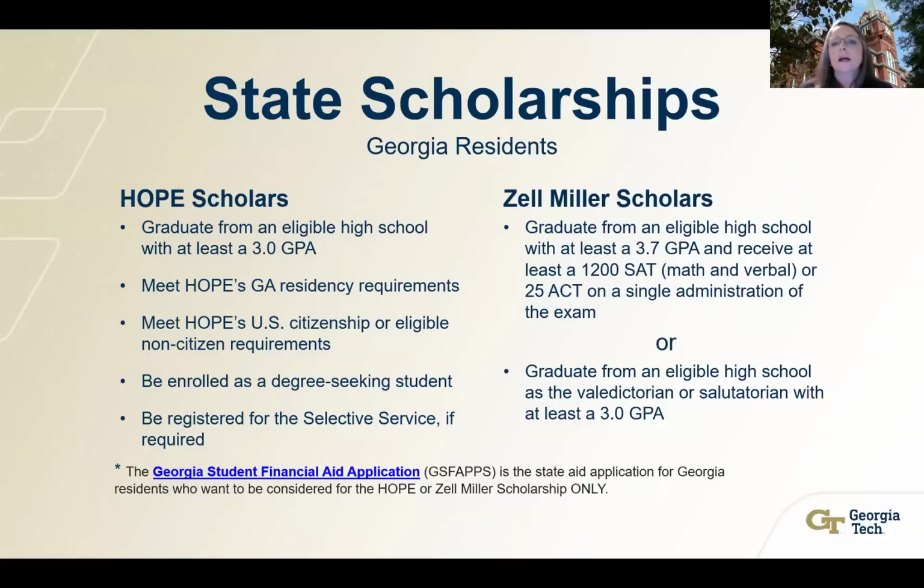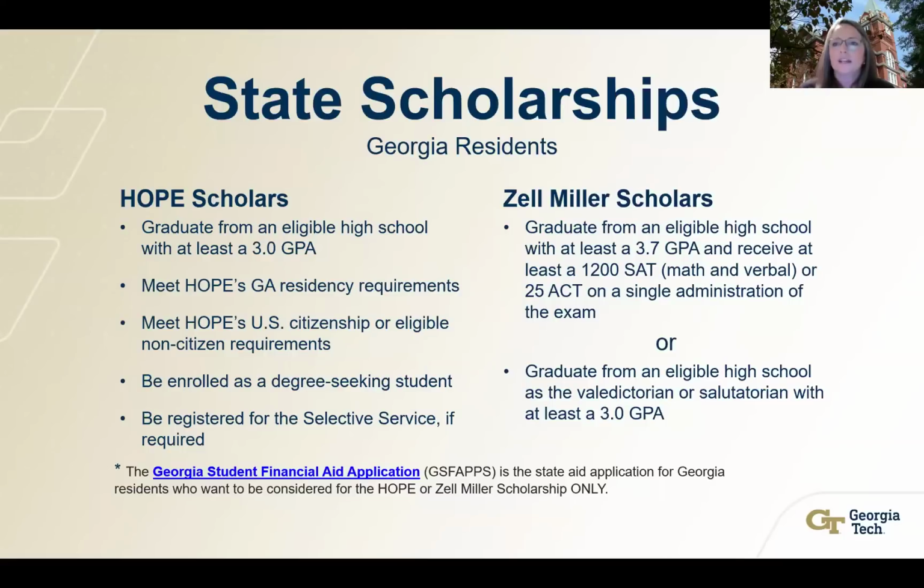So Zell Miller, you have to graduate from an eligible high school with at least a 3.7 GPA and receive at least a 1200 SAT or a 25 ACT on a single administration of either of those exams. Or you have to graduate from an eligible high school as a valedictorian or salutatorian with at least a 3.0 GPA. And I made this important note at the bottom of the screen.